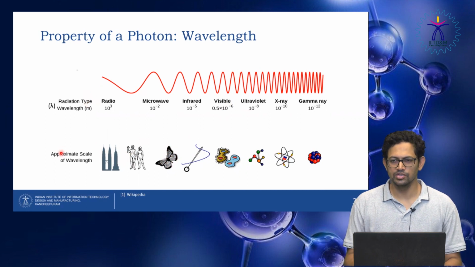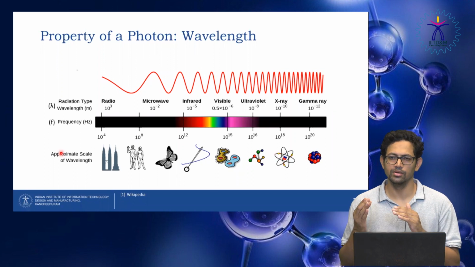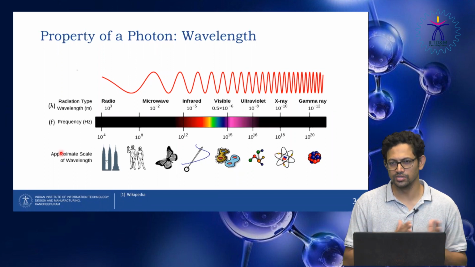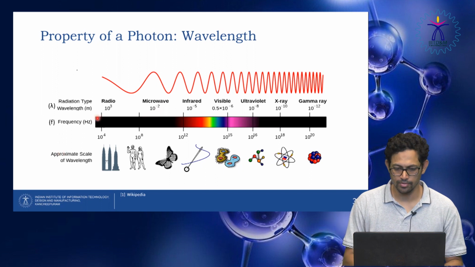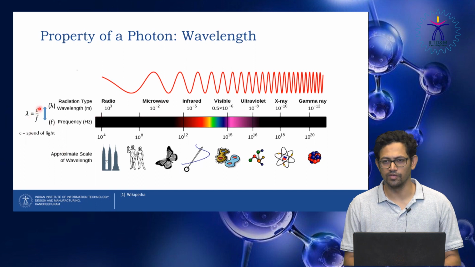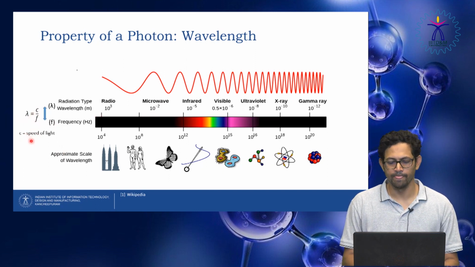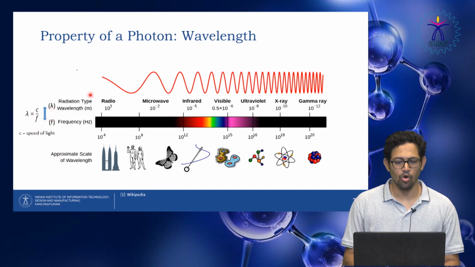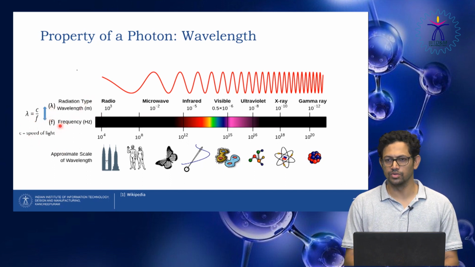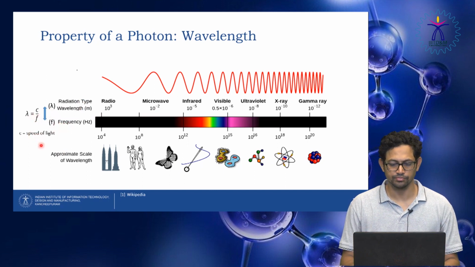Now the wavelength is inversely proportional to the frequency. As we decrease the wavelength, the frequency keeps on increasing, as you can see over here. The relation between wavelength and frequency is c equal to f lambda, or lambda equal to c by f, where lambda is the operating wavelength, f is the frequency, and c is the speed of light. So this is how they are related to each other.